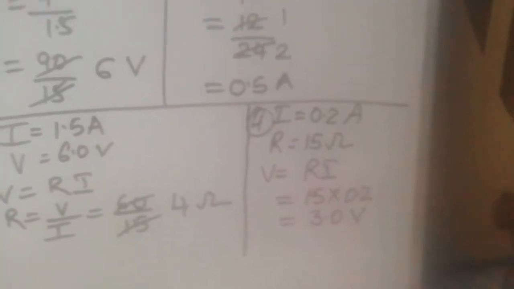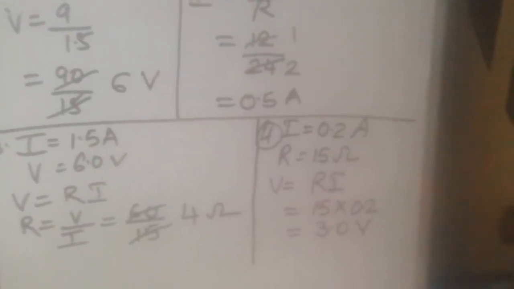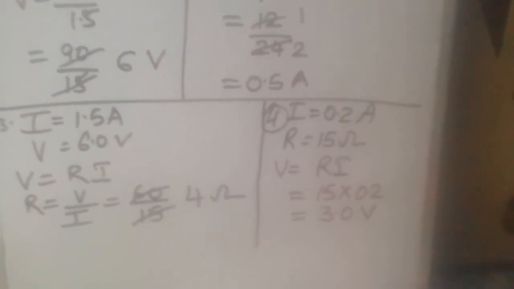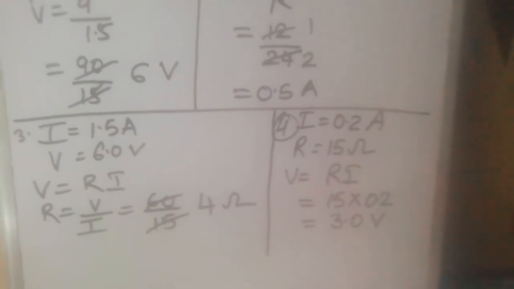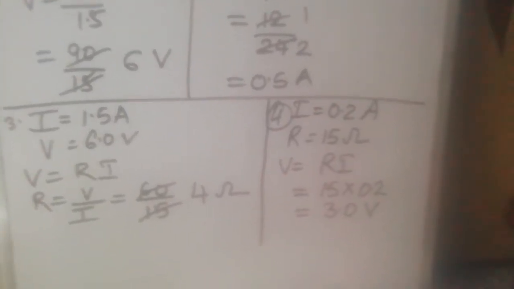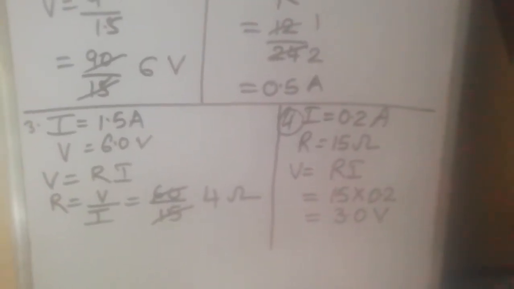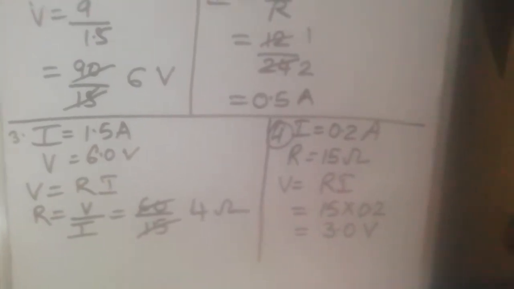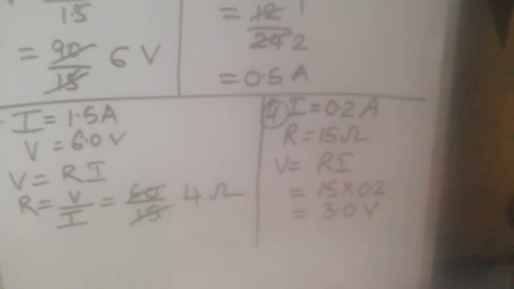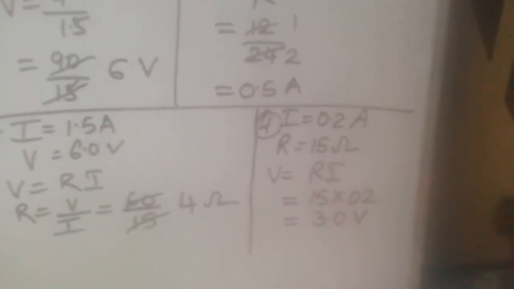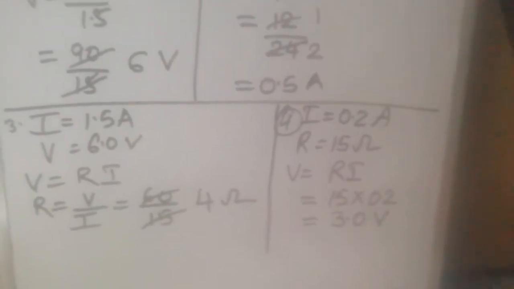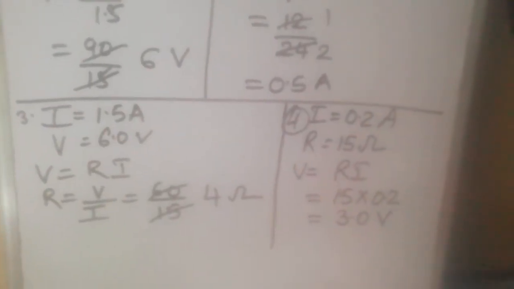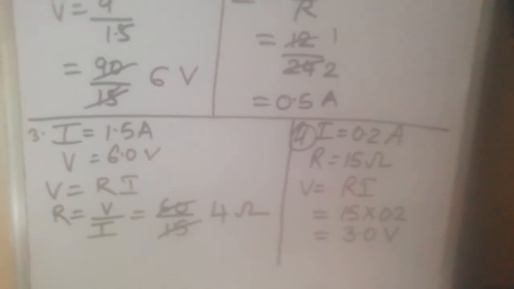Okay. Question number 4. A current of 0.2 ampere flows in a wire of resistance 15 ohm. Find the potential difference across the ends of the wire. That means V equals R I. We have to find out V, the potential difference. So R is 15, I is 0.2. 15 into 0.2 is 3.0 volt. So the potential difference is 3.0 volt. Okay, children.